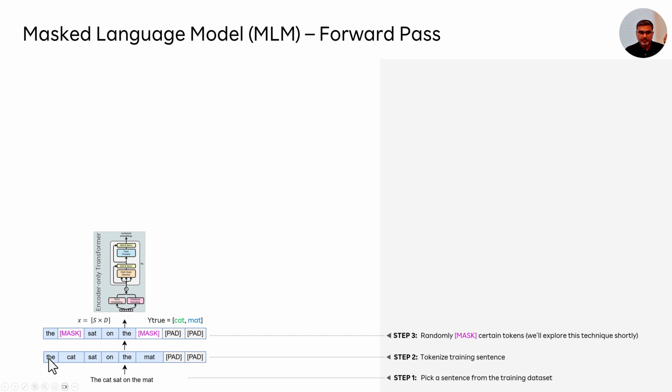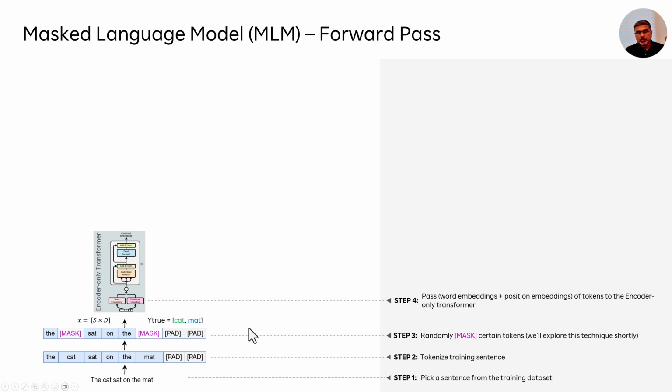For example, here the input is "the cat sat on the mat," and randomly you decide to mask "cat" and "mat." So your prediction should be "cat" and "mat" for these two particular tokens, correct? And your input is this sentence, which happens to be an S cross D matrix. S is the total number of words in your sequence, and D is the number of dimensions for each of those words or tokens.